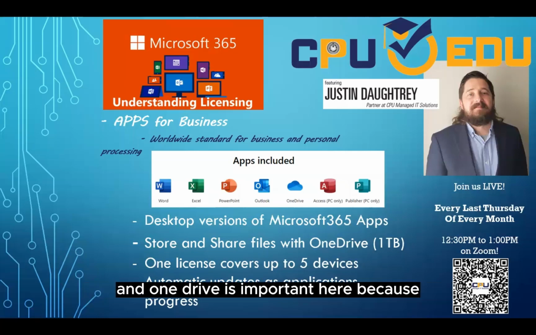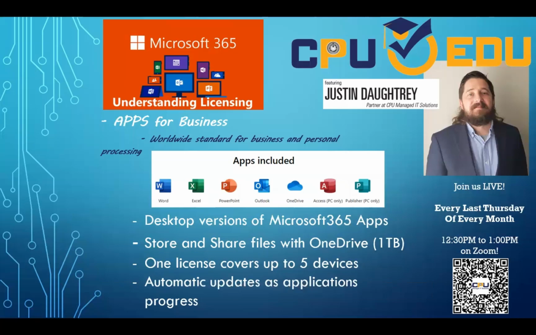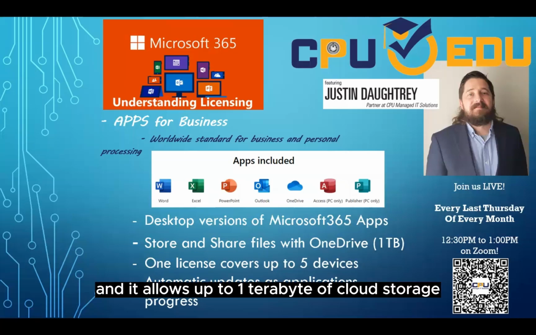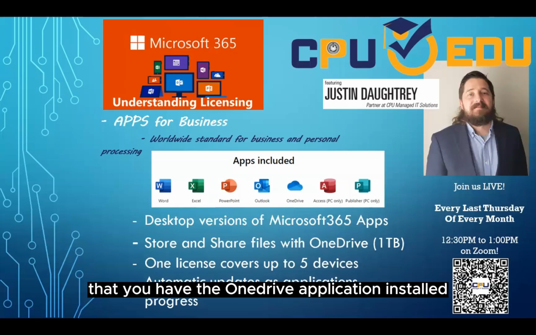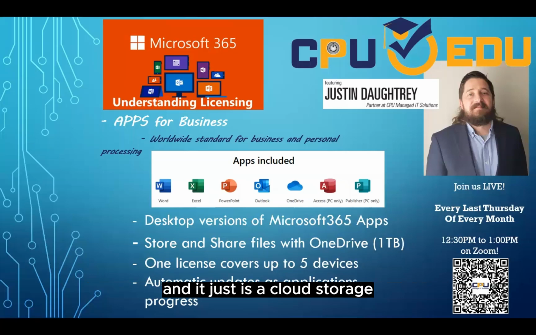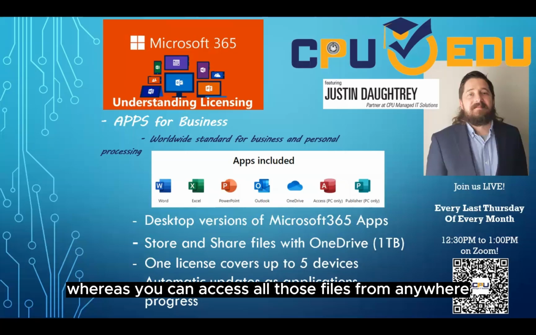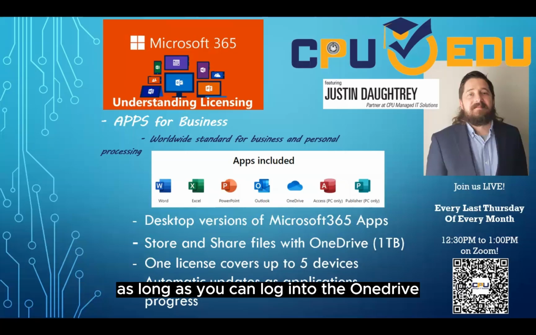And OneDrive is important here because it's one of the key features of this license and licenses thereafter. It allows up to 1 terabyte of cloud storage. So it can be accessed via the web or from anywhere locally that you have the OneDrive application installed on your desktop or laptop. It's just a cloud storage that you can put files or folders in, so you're not tied to a computer, whereas you can access all those files from anywhere as long as you can log into OneDrive.